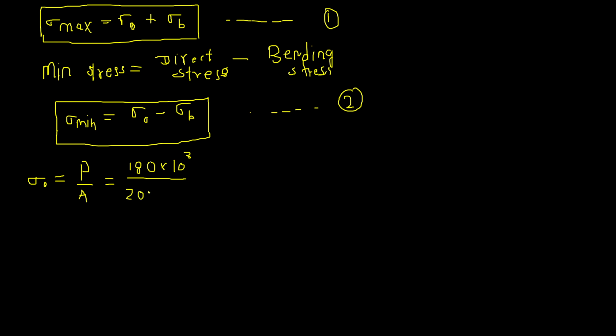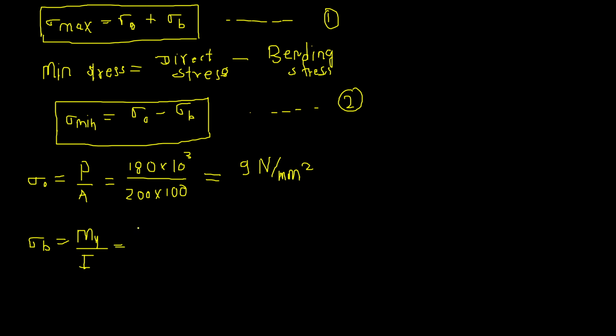So 200 into 100. If you calculate this, you should get 9 Newton per mm square. Similarly, bending stress sigma b can be written as M by I or M by Z.